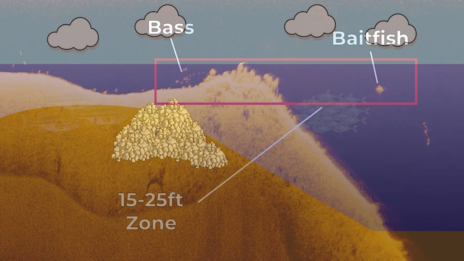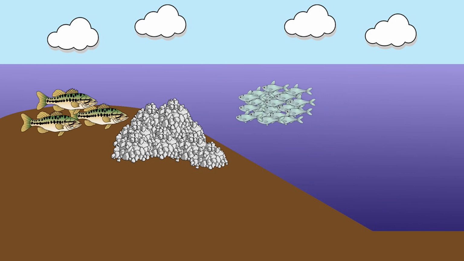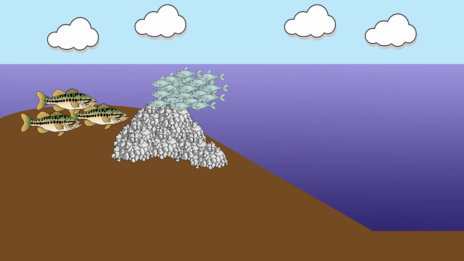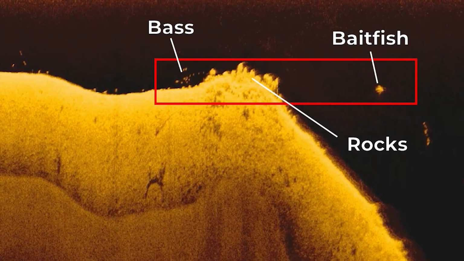And what those bass are doing is they're waiting behind those rocks for those bait fish to swim over the rocks so they can ambush them. They're set up in that ambush mode. It's pretty cool in this image because you can see those bass position themselves behind an object, waiting for that school of bait fish to come over the top of those rocks so they can eat them.